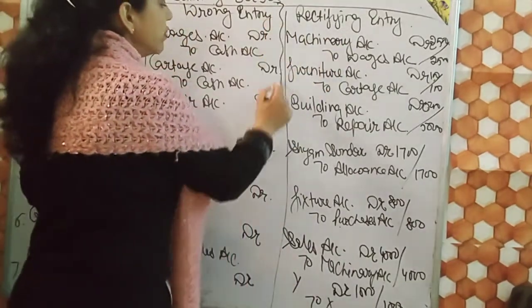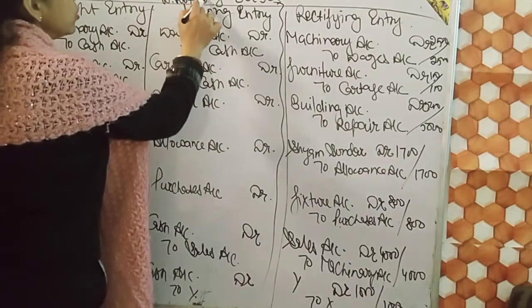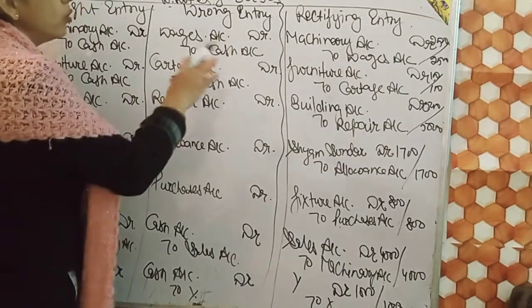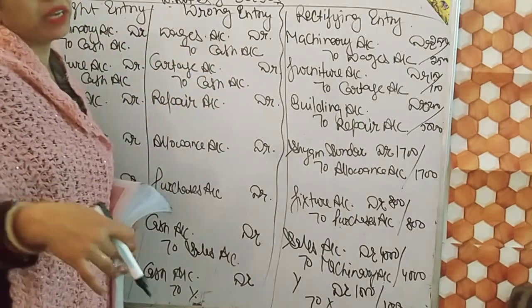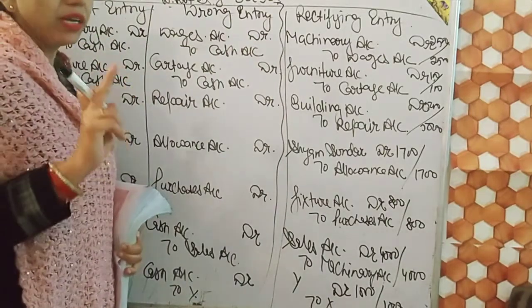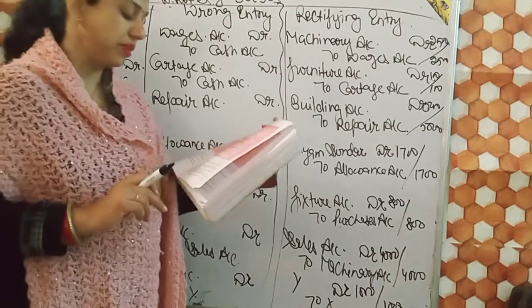So these two will be your working notes. No need to write them down in the questions. You can write the wrong entry in your working notes. The examiner will check only the rectifying entry. Keep this point in mind. So first is illustration number 7.